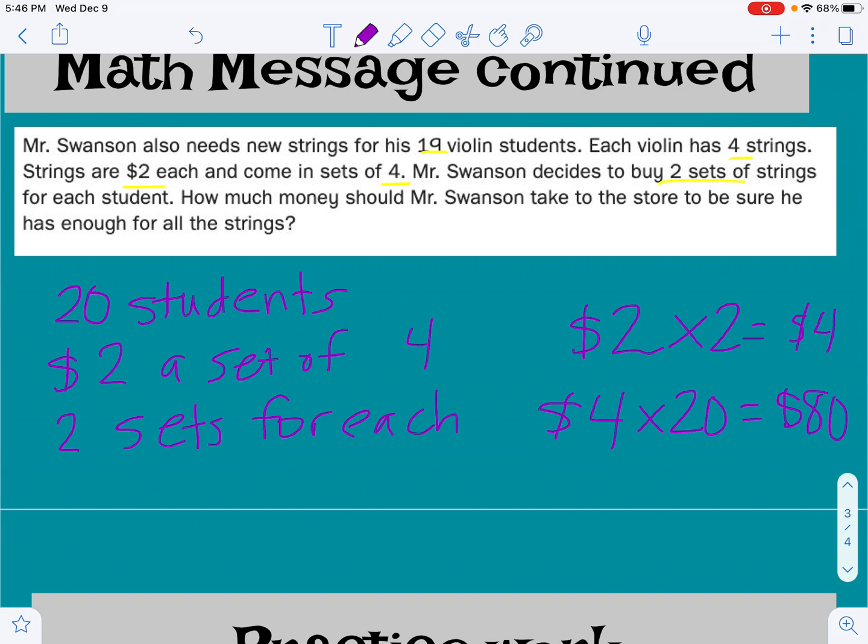Okay. That will ensure that he has enough for all the students because we rounded up to 20 students.